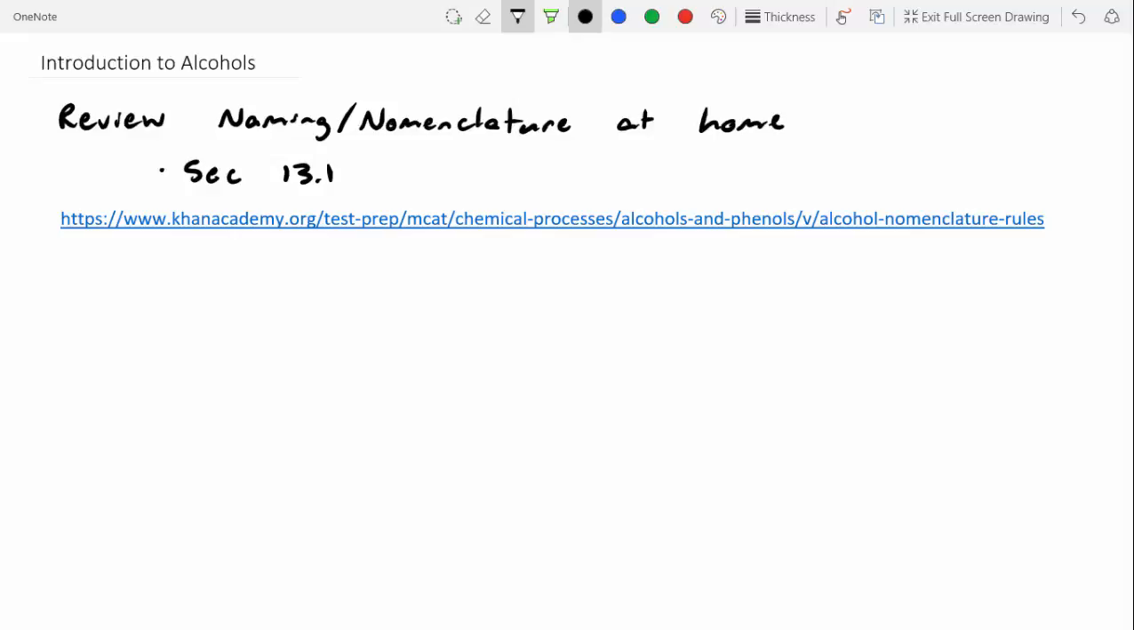We've covered naming a fair amount already in this course. What do you guys think the first step is? Identify the longest chain, right? So it uses all the same rules that we've already seen with naming, but I would encourage you to go back and practice it because alcohols do take priority now, and so you do have to consider the position of the alcohol. All right, but let's do a little bit of review regarding alcohol acidity.